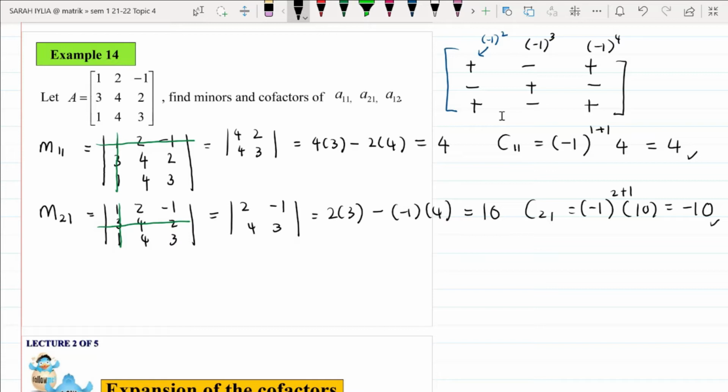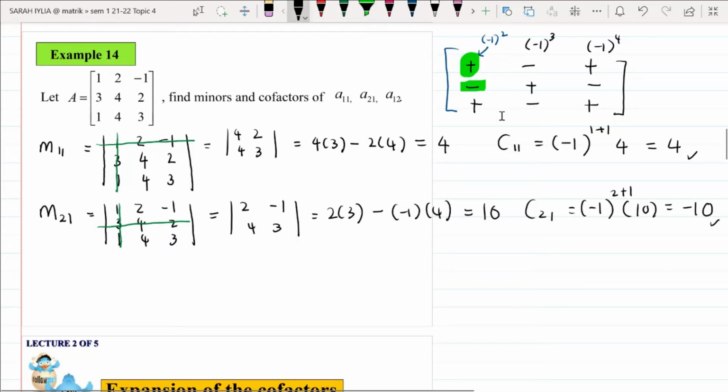Memang ikut number of row and number of column. Sebab tu tadi contohnya, kalau kita ada M11, cofactor punya sign kalau position first row and first column is positive. So kita boleh juga buat plus times 4, so dapatlah positive 4. Kalau dia ada cofactor C21 tadi, so M21 dia punya position second row, first column, so negative. So kita boleh buat juga kira negative times 10. So kita akan dapat jawapan cofactor kita minus 10.